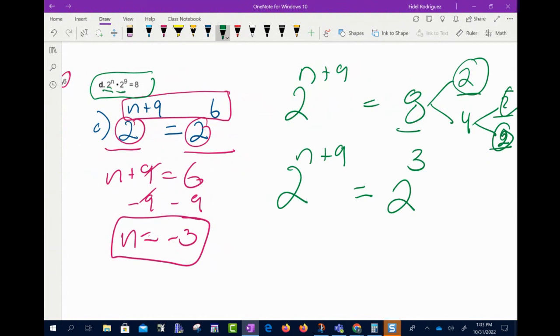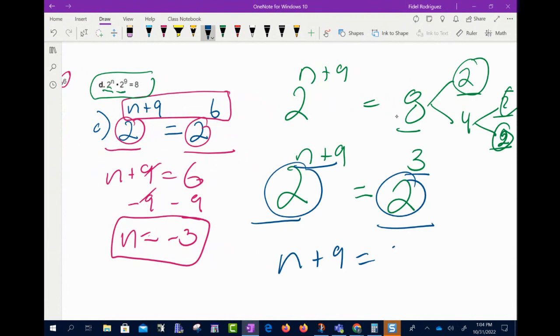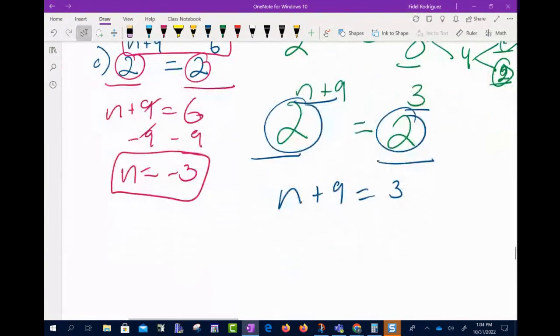there are 3 twos there. And just like we did in the previous problem, y'all, when the bases are the same and they're both 2's, and by the way, they don't have to be 2's, they can be 5's. The idea is they have to be the same. For this problem, the ones that I got were 2's. But if you had 5's, you would do the same thing. You're going to say that this piece here is equal to that. So n plus 9 is equal to 3.